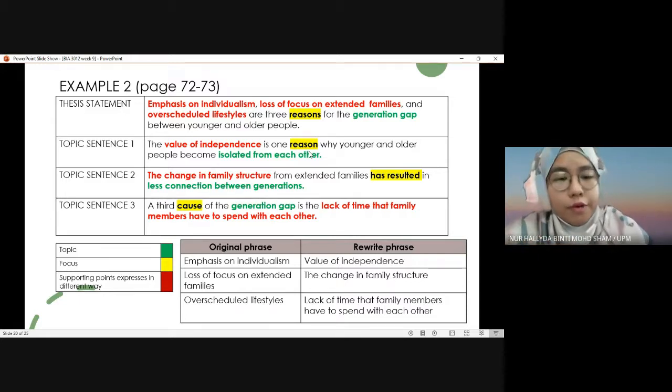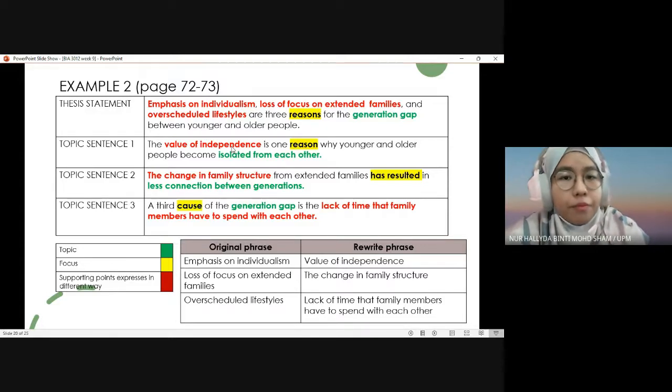This time the supporting points and the keywords are expressed in a different way even more. So for example, the words emphasis on individualism, penekanan, changed into value of independence. Individualism here is another word for independent, meaning some people want to practice an independent lifestyle. They don't want to be attached to their parents or families.